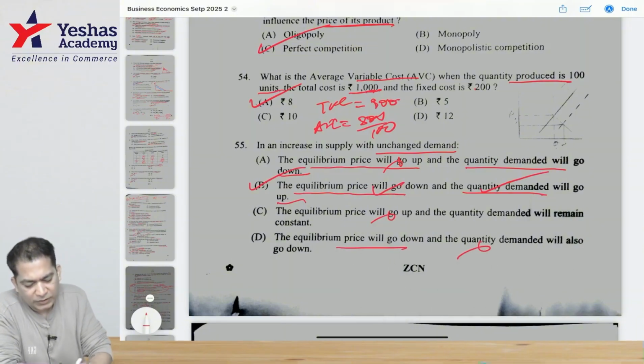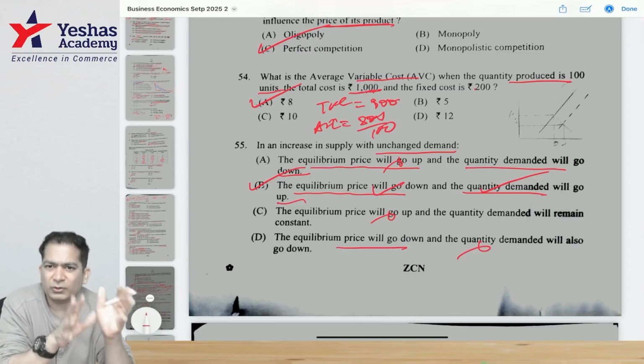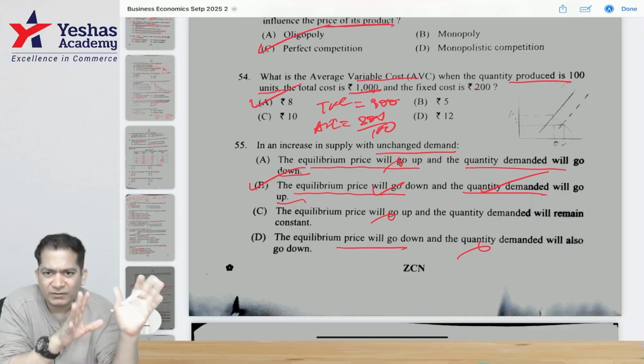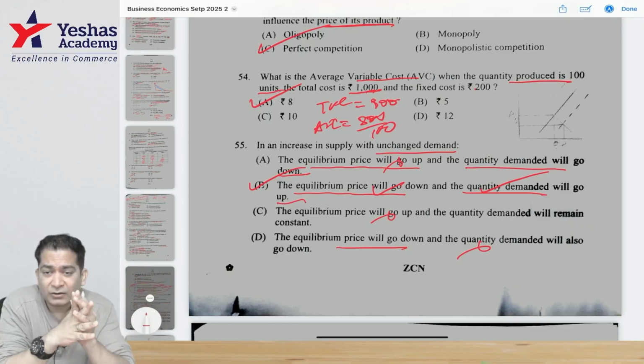I've told you that whether supply increases or demand increases, it doesn't matter. When either increases, quantity will increase. But when supply increases, price will go down. When demand increases, price will go up.